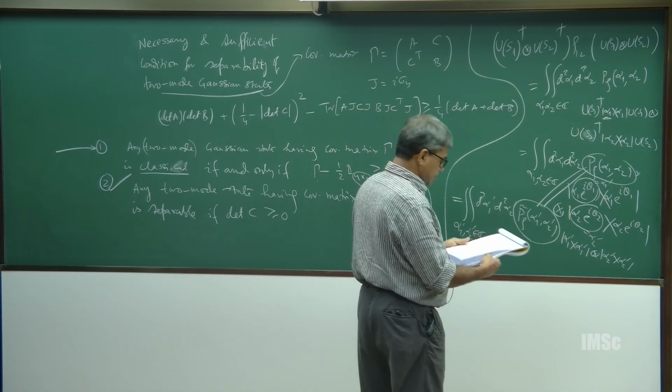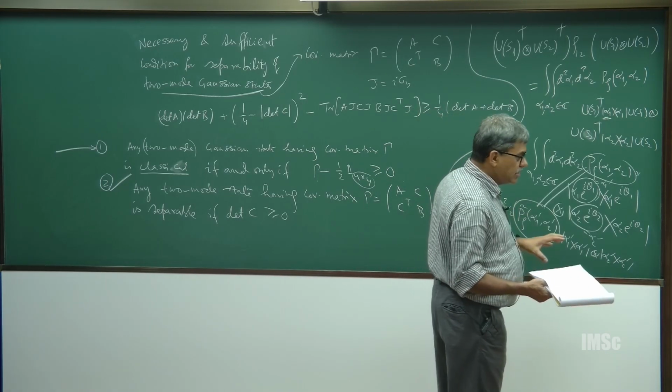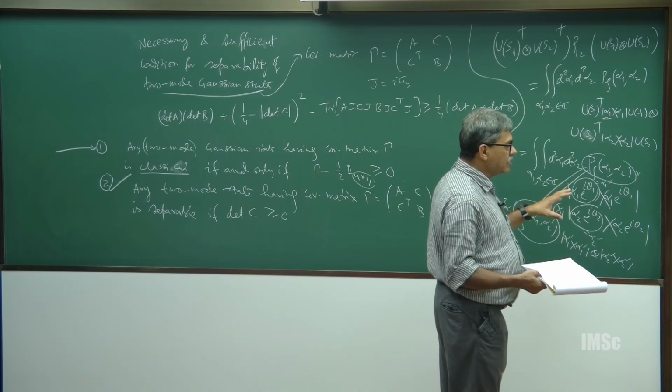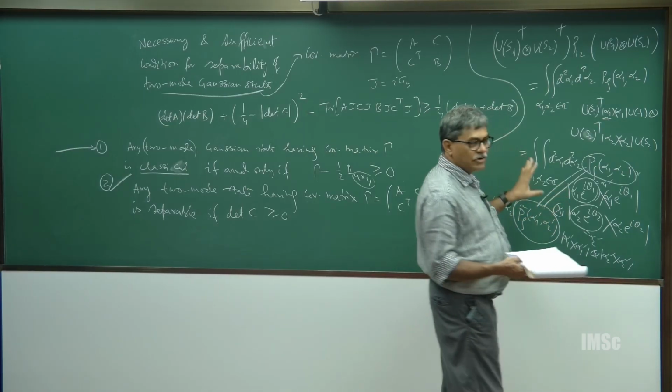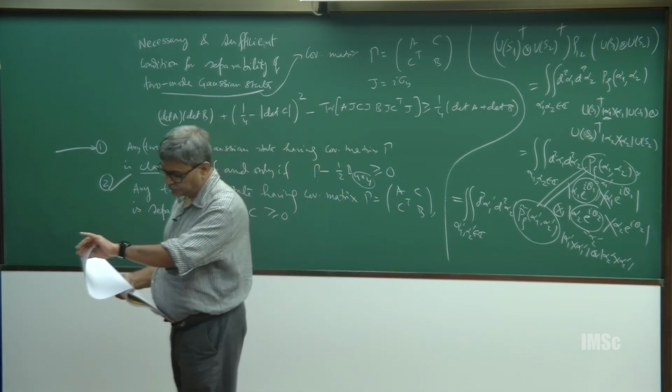So, this local symplectic transformation does not change Gaussianity, does not change entanglement or separability, does not change classicality or non-classicality. Okay. Right.